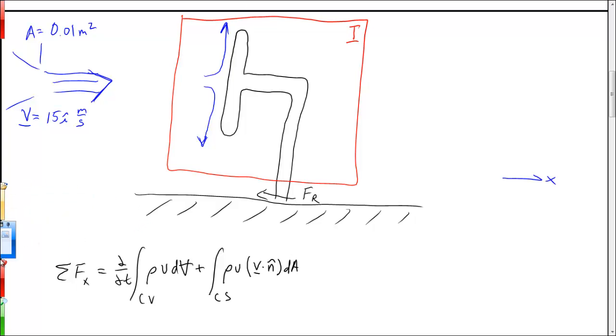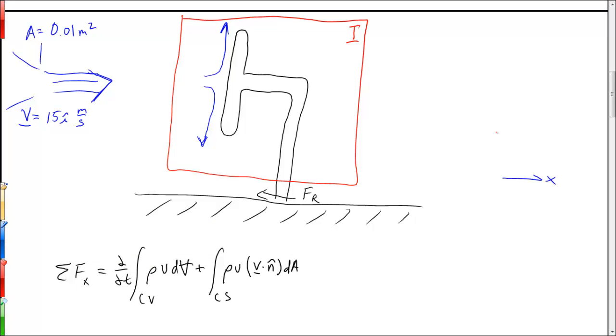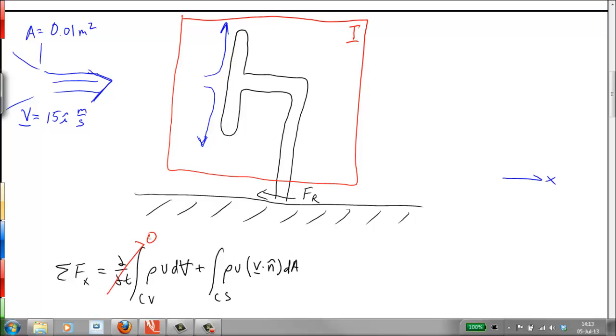Let's see. So we've chosen a control volume, and now we need to analyze all of our terms in our conservation of momentum equation. We're going to consider steady flow, so the first term here on the right-hand side goes to 0. The only force in the x direction that's acting on this control volume is Fr here at the bottom.